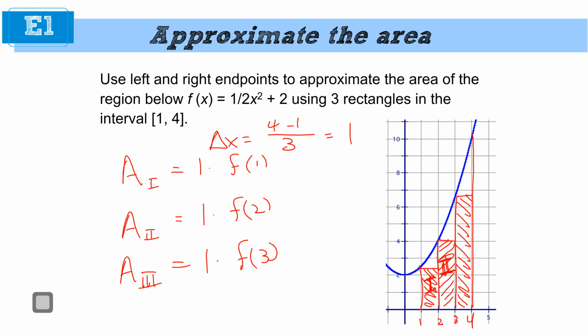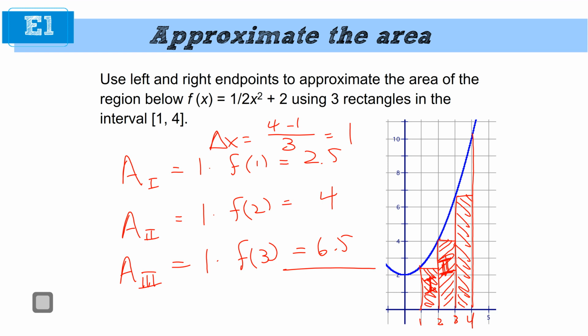What's f of 1? f of 1 is 2.5. And then you multiply it by 1, so the area is 2.5. Does everybody see where the 2.5 came from? Plug 1 into the function. Good to go. What's f of 2? 4, 4 times 1 is 4. And f of 3? 13 halves, 6.5, same thing.